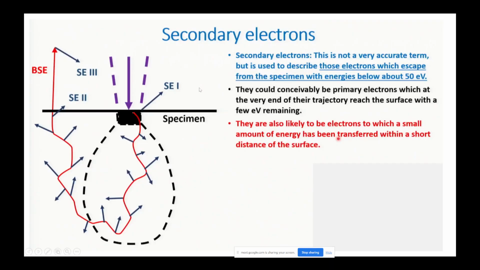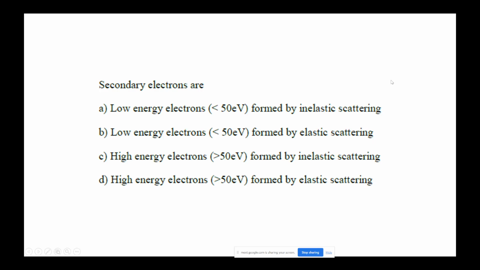So here it is very simple. Secondary electron is what? It is coming from very near to the surface. This is your secondary electron SE1, SE2, SE3. Here they are also likely to be electrons to which a small amount of energy has been transferred within a short distance of the surface. This is not a very accurate term, but it is used for those electrons which escape from the specimen with energy below about 50 electron volt. So it is less than 50 electron volt.